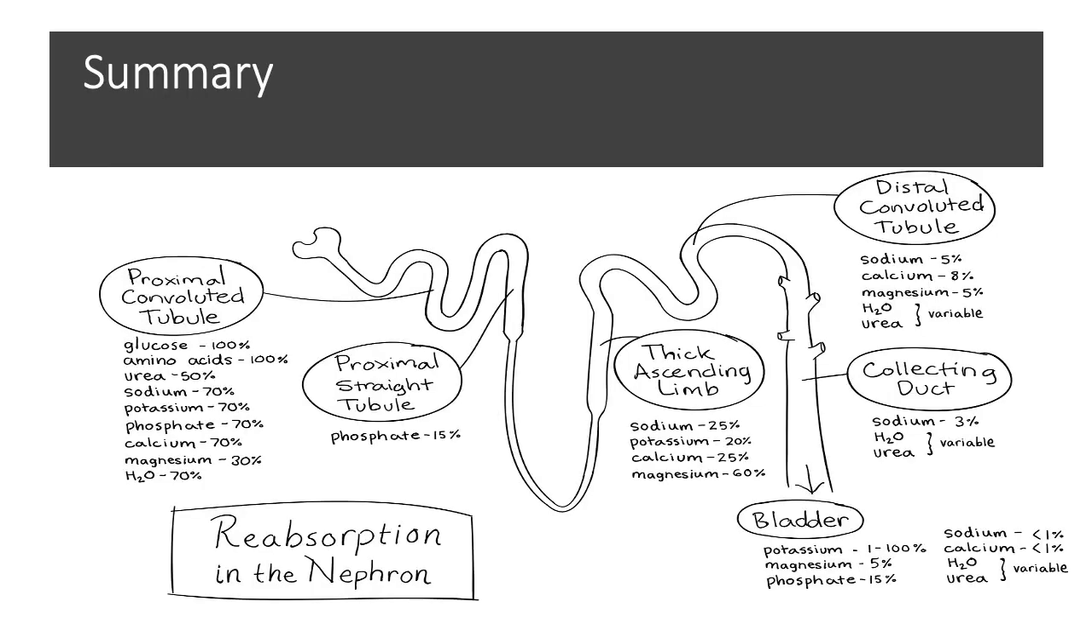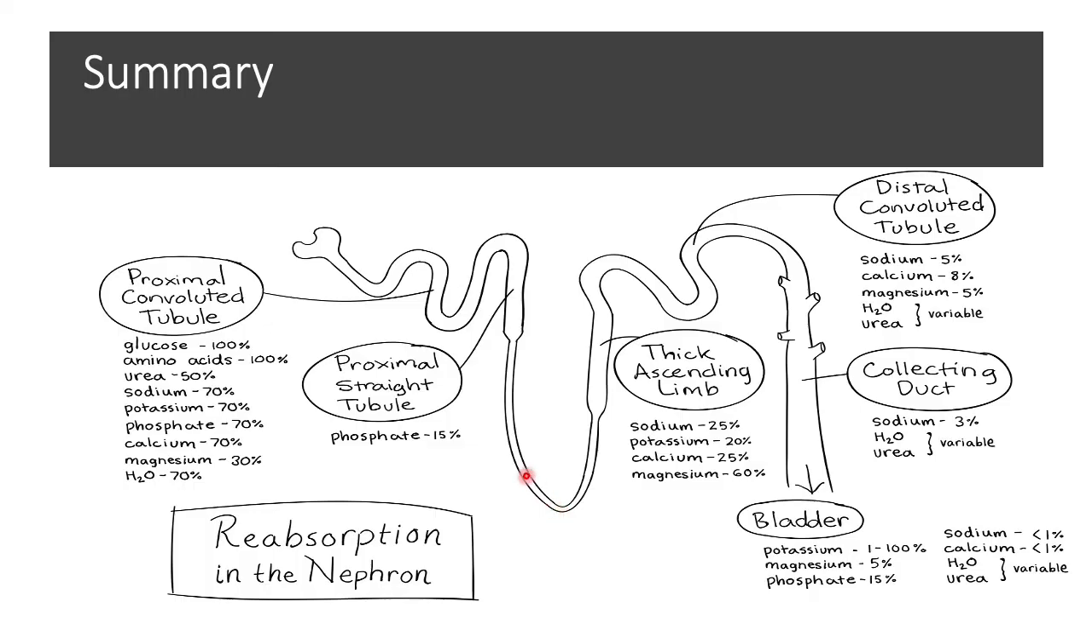Now it is time to summarize. This is the schematic diagram. In the proximal tubule, of the whole filtered load, glucose is reabsorbed 100%, amino acid 100%, and urea 50% from the proximal convoluted tubule. Sodium 67 to 70% is reabsorbed from the proximal convoluted tubule and the late part of the proximal straight tubule. Phosphate and chloride are reabsorbed at the late part of the proximal tubule. And 70% of the water is reabsorbed from the proximal convoluted tubule.